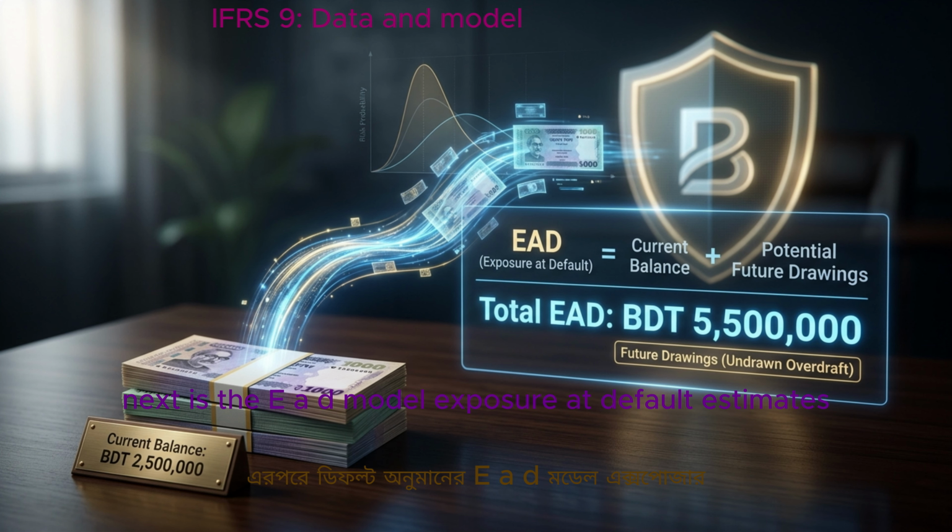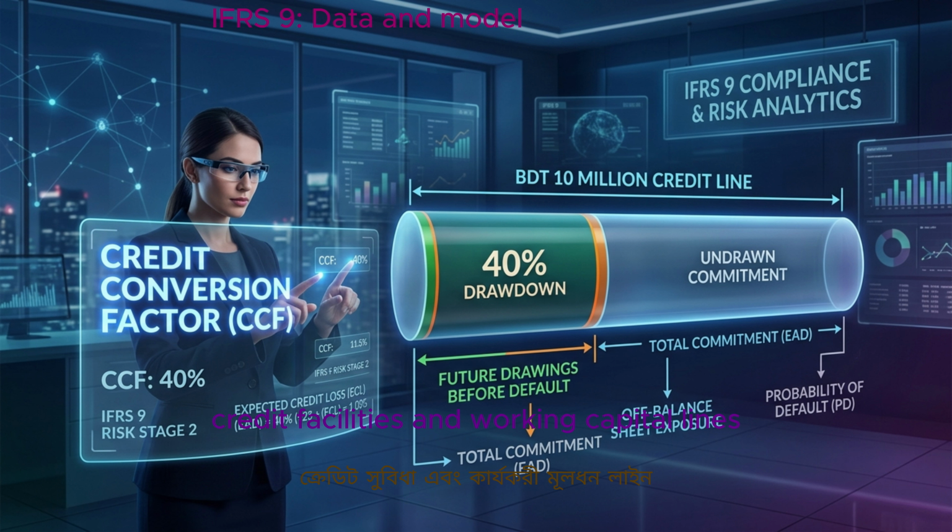Next is the EAD model. Exposure at default estimates the amount outstanding when default occurs. For a term loan, EAD may be based on the current outstanding balance and expected repayments. But for revolving products, such as credit cards, overdrafts, cash credit facilities, and working capital lines, EAD may include future drawings before default. For example, if a borrower has an unused limit of BDT 10 million and the bank expects 40% of that limit to be used before default, an additional BDT 4 million may be included in EAD.